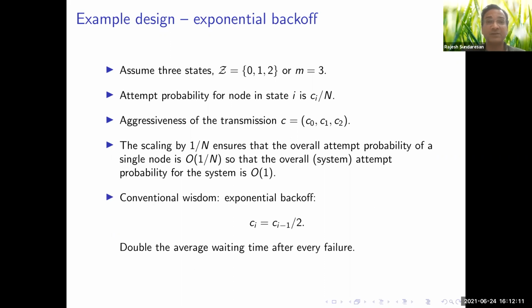The conventional wisdom, and this is where the design aspect comes in, is to choose the aggressiveness to be 1/2 of the aggressiveness in the previous state. That is to say that if you succeed, you go to state 0, you have a certain aggressiveness there. But if you fail, then the attempt probability is 1/2 of the previous attempt probability. That means you're more polite, you transmit less often. So what this does is it doubles the waiting time after every failure. Nodes are increasingly more polite as they go along.